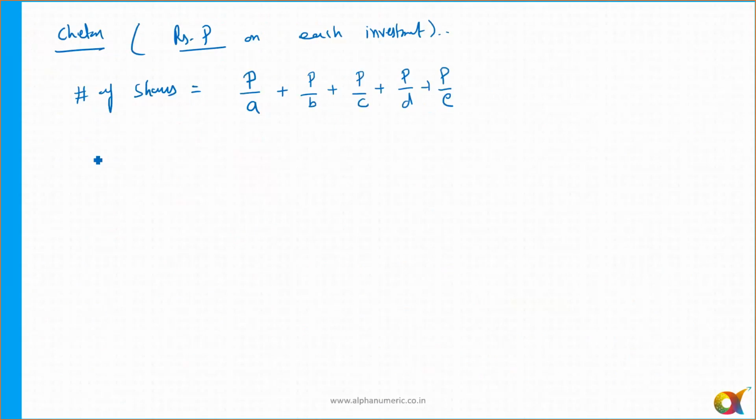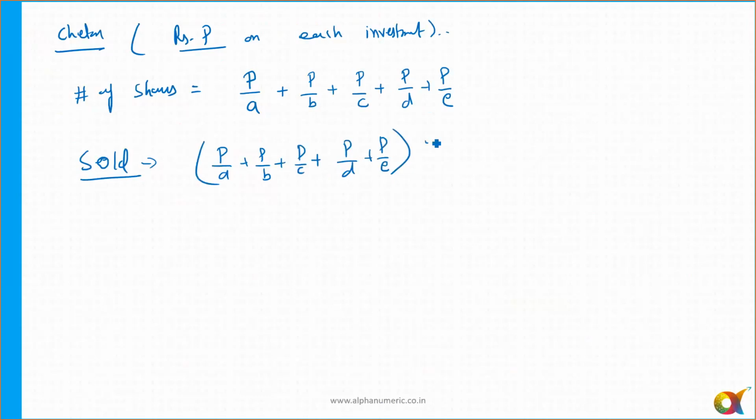And so what is the selling price here? He sold all the shares at 3 PM. So the bought is P by A plus P by B plus P by C plus P by D plus P by E. And he sold the entire thing at what rate? At rupees F. So multiplied by F. Is that clear to all of you? The total selling price and the total cost price for Chetan? Please tell me. If there is any doubt, ask me.